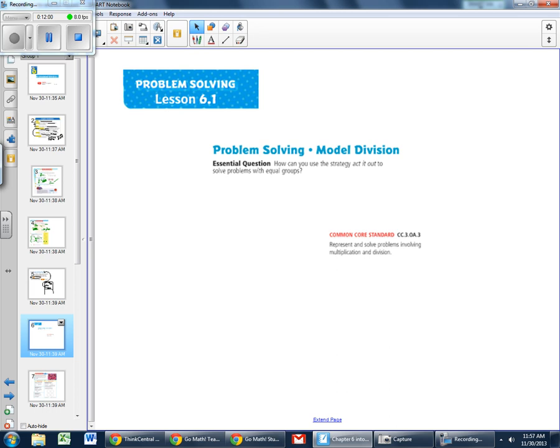Okay, we're going to go ahead and jump right in to 6.1. So you are going to turn to page 209 in your math book. And we're looking at problem solving today in a model of division. Our essential question you're going to write about at the end of this lesson: how can you use the strategy act it out to solve problems with equal groups. So we're going to get up and moving a little bit today, and again a reference to our Common Core standard.